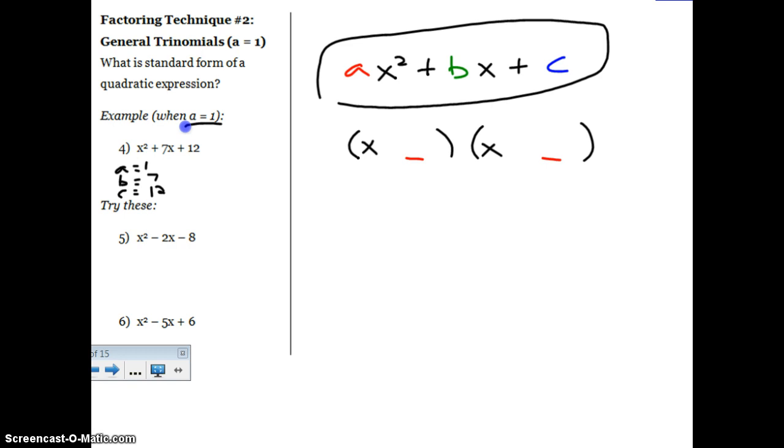What you're really doing is thinking of numbers that multiply to give you the c value, and add to give you the b value. So in other words, for this problem, what numbers multiply to give you 12 but also add to give you 7? So you might have already thought of those and you're ready to put them down here. But I'm going to show you something that you can use on your calculator, which is going to be very helpful.